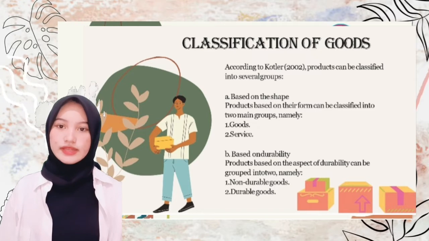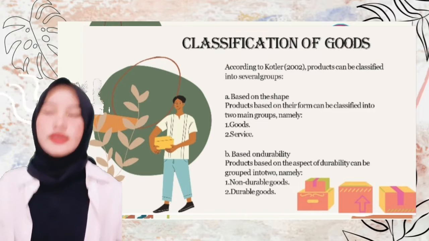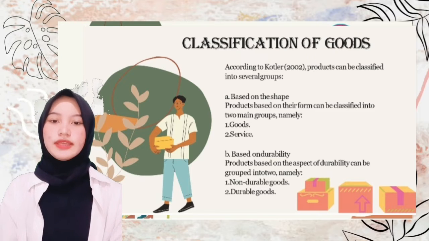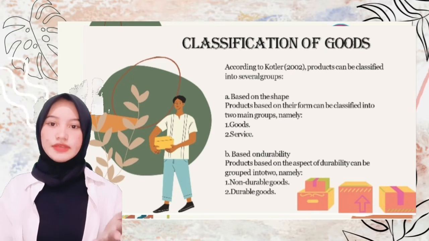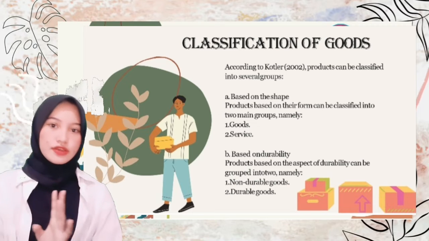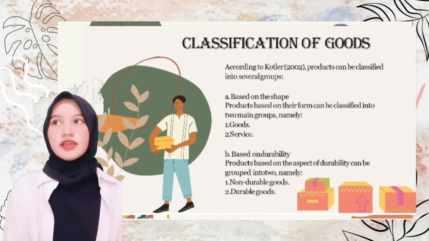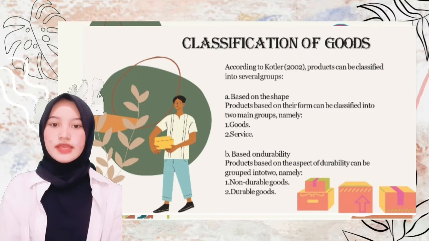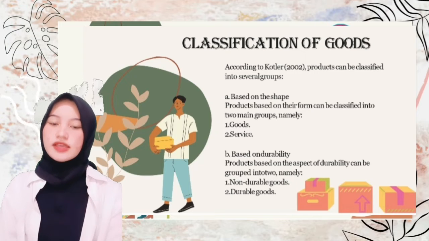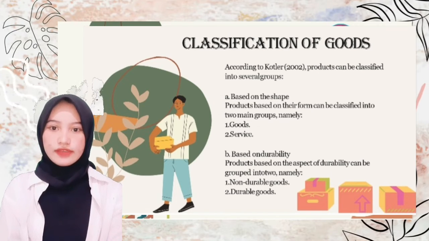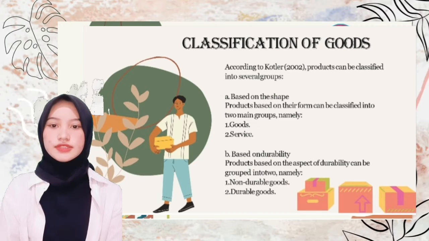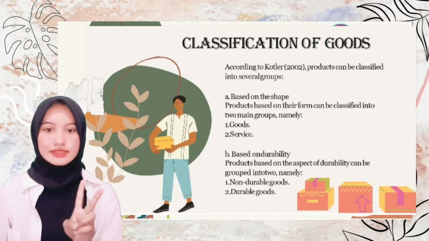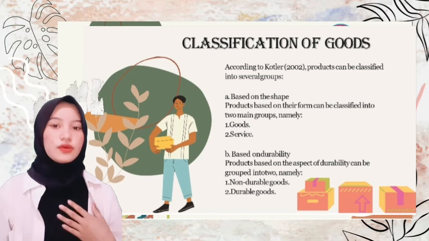And B is based on durability. Products based on the aspect of durability can be grouped into two, namely non-durable goods and durable goods. Non-durable goods are tangible goods that are usually consumed in one or several uses. In other words, their economic life under normal conditions of use is less than 1 year. For example, soap, toothpaste, canned drinks, and so on.